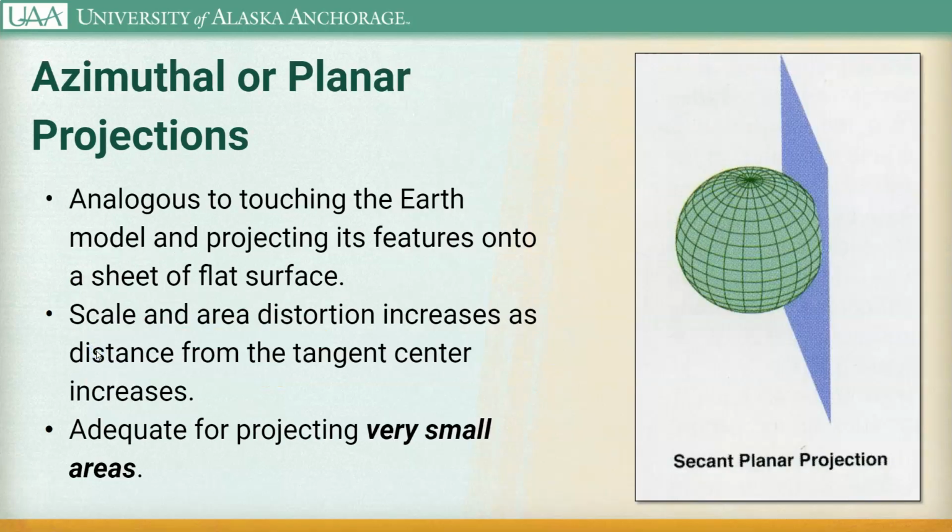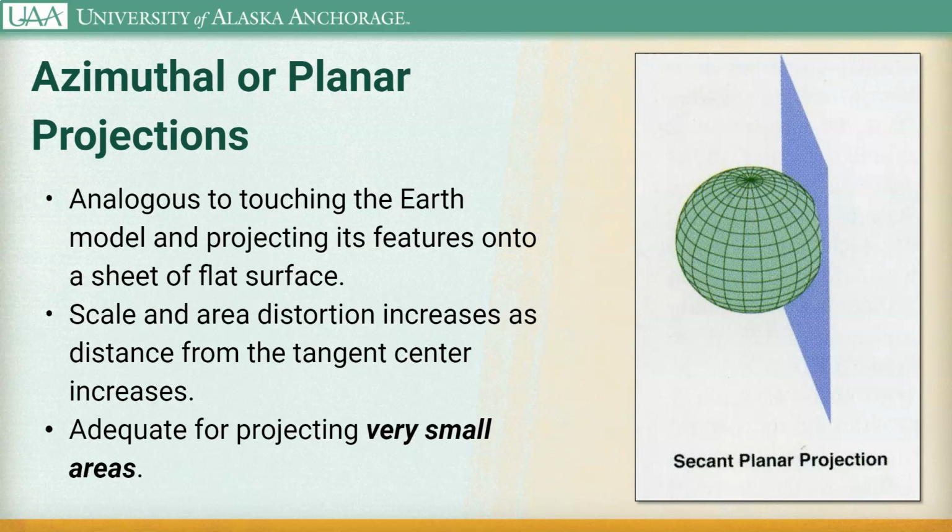So you can see the premise of a planar system is to either touch on the tangent edge of a globe or to intersect that globe in a secant system, where you're intersecting the globe at multiple points and you're still projecting onto that planar system.